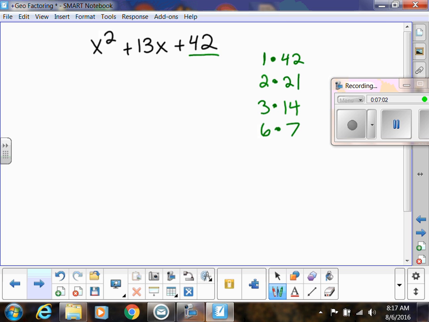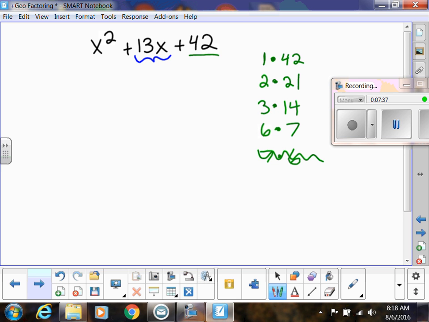Now I know I can stop because my next number in my list would have been 7, and I know that that's 6 times 7. So as soon as I start repeating and going backwards, I know I can stop, so I don't have to list any more. Okay, so these are my possibilities. So we have to narrow those down by using our middle term. Our middle term is 13. So again, everything is addition or positive, so I know that all of these numbers would be positive.